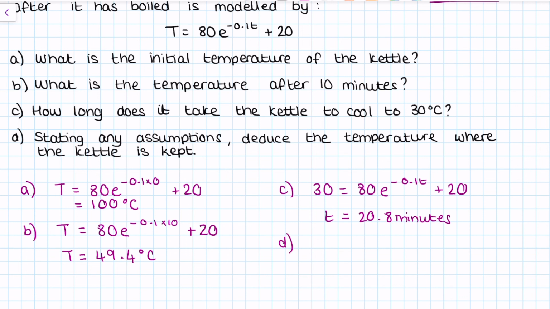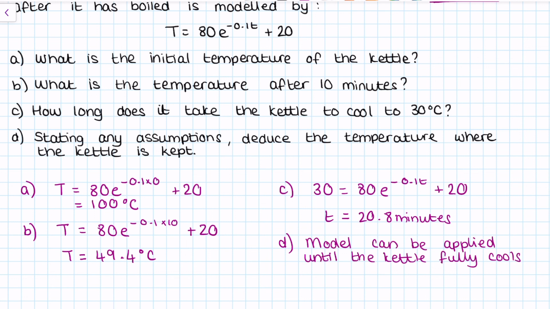And the last one, part D, stating any assumptions, deduce the temperature where the kettle is kept. This is a very typical type of last part of a question, asking you to think about the context of the question and how the equation is built up, to really test that higher level of understanding. So with this, some assumptions that we can make. The main one is that we can assume that the model can be applied until the kettle cools fully. And from that, because it's long-term behaviour, we look at what the asymptote value is. And in this equation, it is 20.